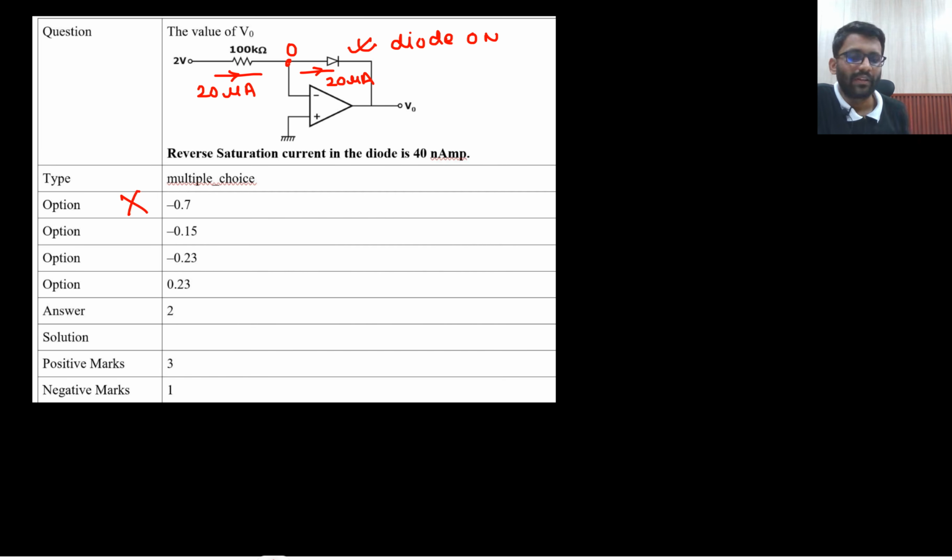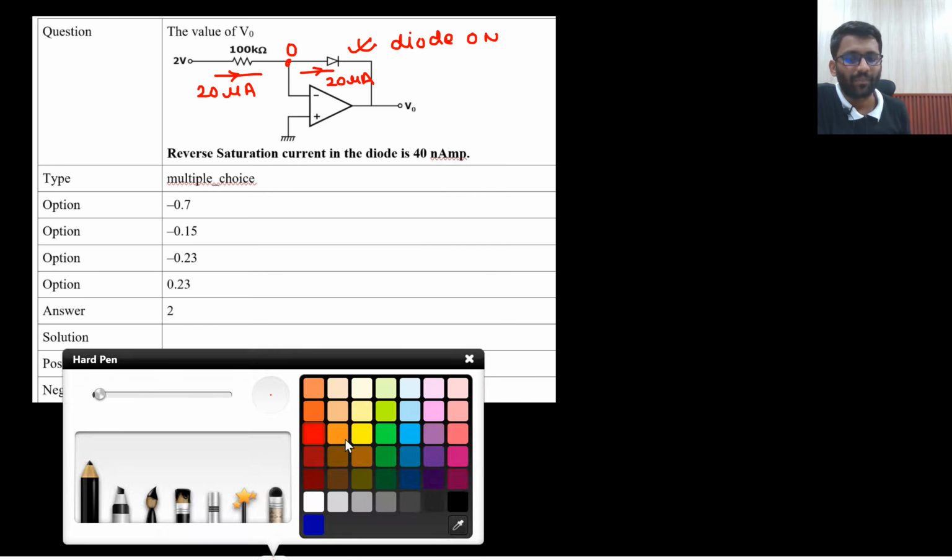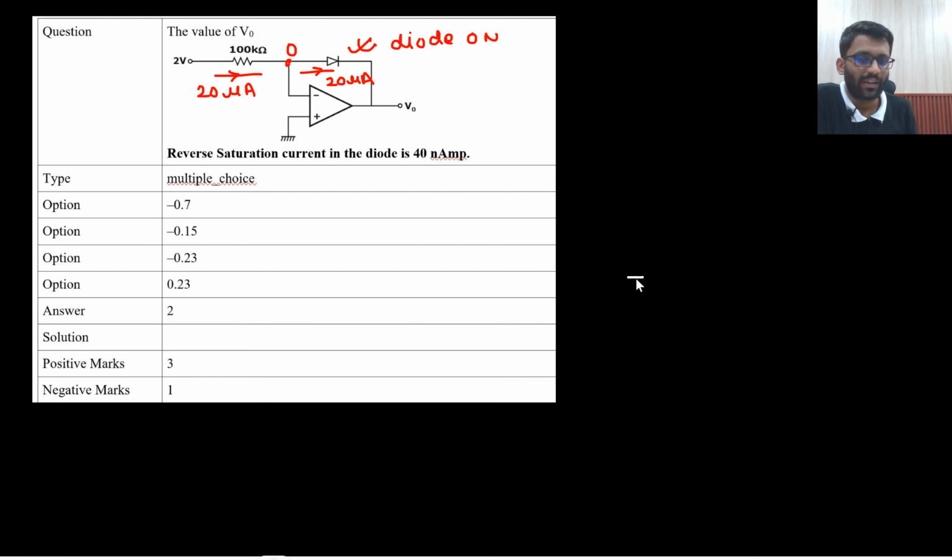Wrong. It's not necessary that you will always replace the diode with a 0.7 volt battery. You have to see the condition. That's why in the bold I have written reverse saturation current is 40 nano ampere. Okay. So what is the diode current equation?